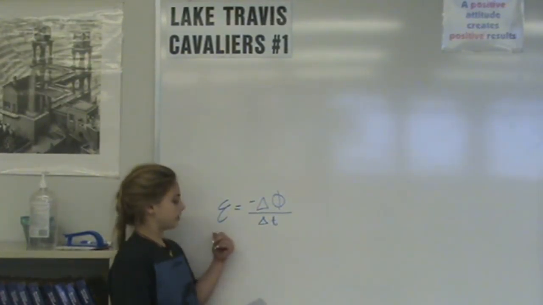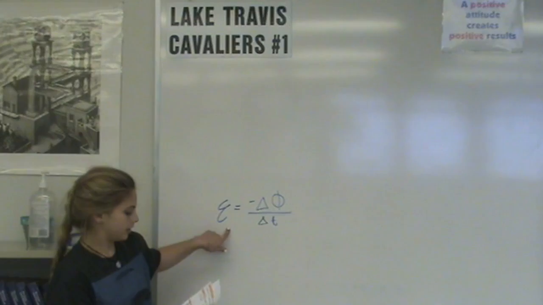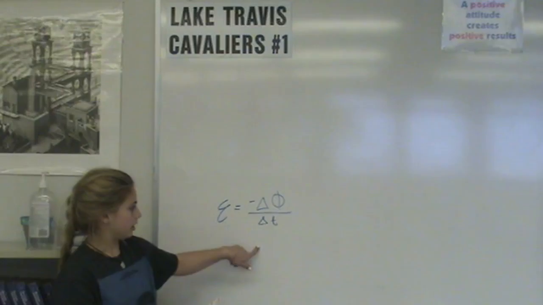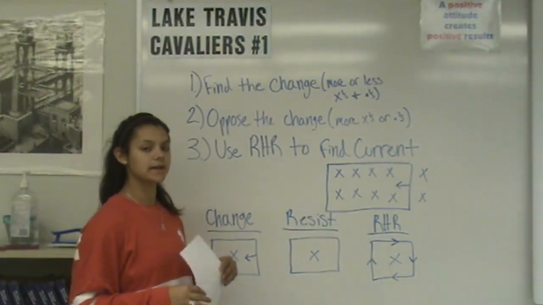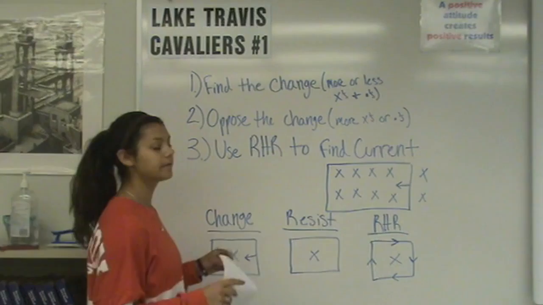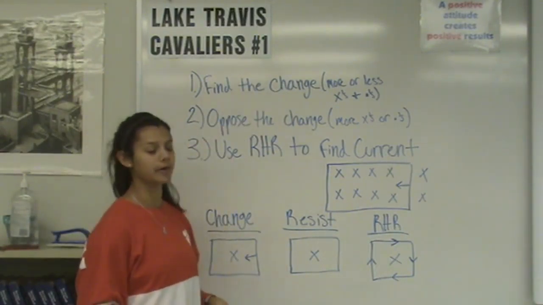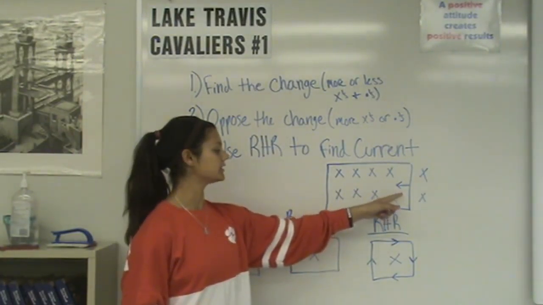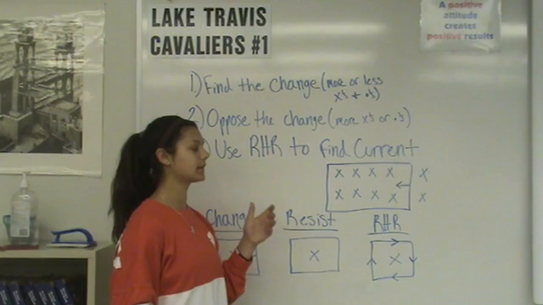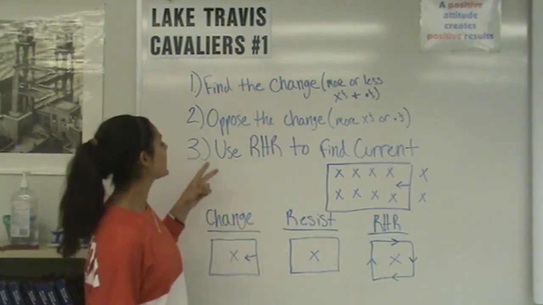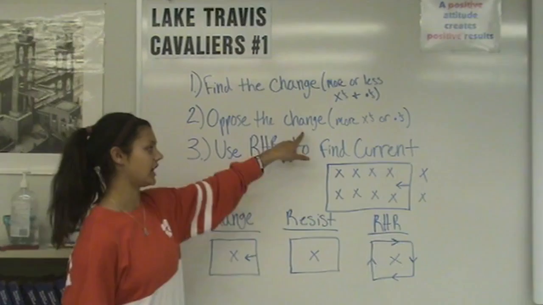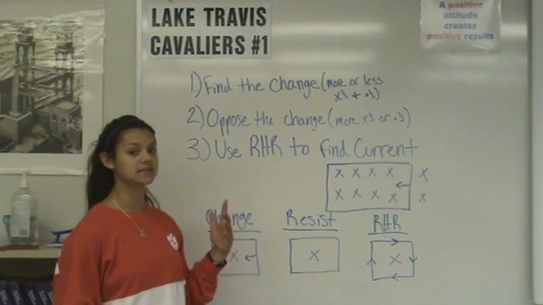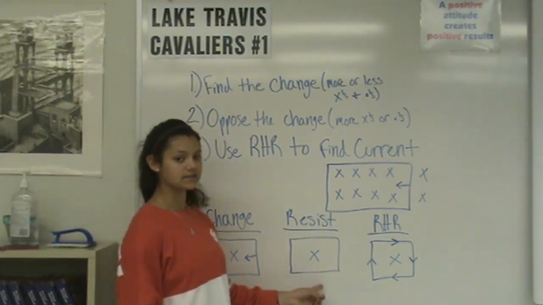In this equation, the voltage created is in volts, and it equals the negative change in flux over the change in time. These are the steps to solving an induced current problem. First, we need to find the change in the problem. Take this problem for example. This wall is moving to the left, which is causing us to have less and less x's, or magnetic field going into the page. Second, you need to oppose the change. Our change is that we're having less x, so to resist less x, you need more x's.